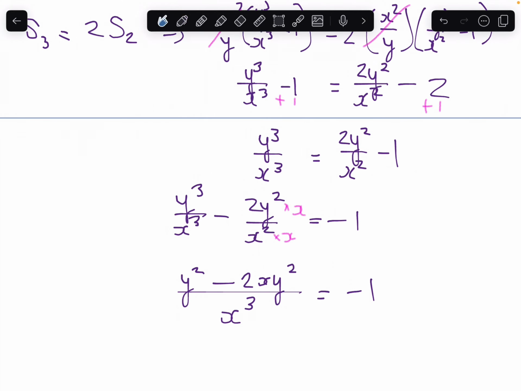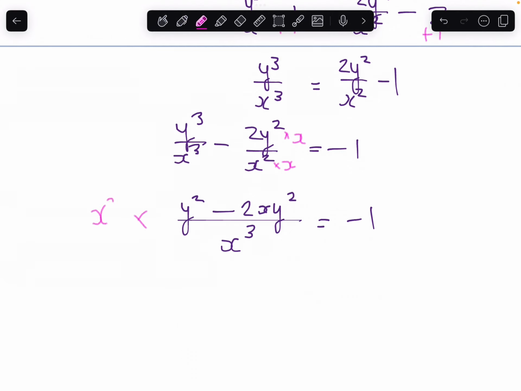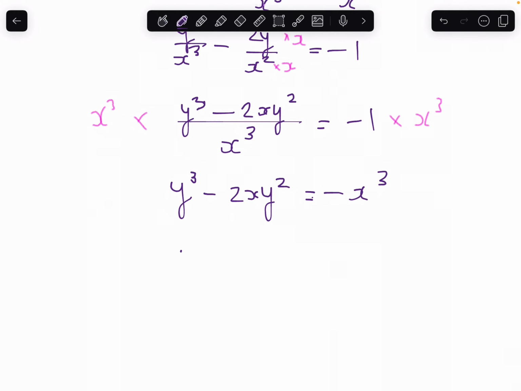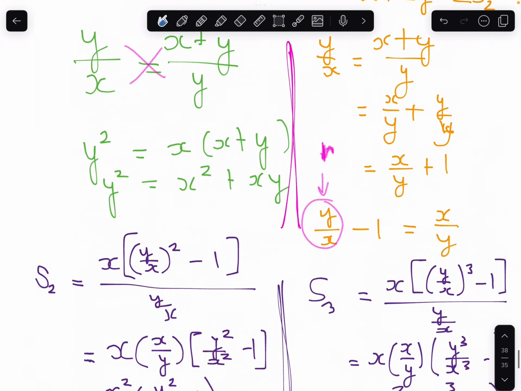It is honestly making me feel like this would probably be more useful if we just deal with it flat. So I'm just going to times both sides by x cubed. So that is y, and this is y cubed. Eesh. Minus that is equal to negative x cubed, and then y cubed plus x cubed minus 2xy squared is 0. Oh, I don't know if that's taking us anywhere.